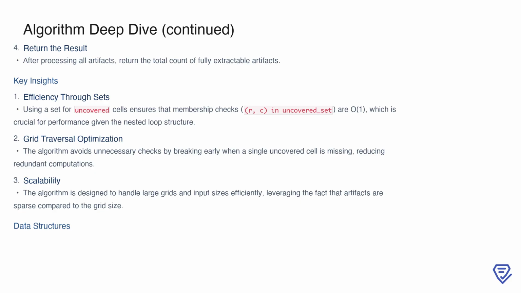Second, the algorithm minimizes redundant work by breaking out of the loop as soon as we determine that an artifact cannot be extracted. Finally, the algorithm is scalable and optimized for large grids and input sizes, leveraging the fact that artifacts are generally sparse compared to the grid size. These design choices make the solution both efficient and practical.